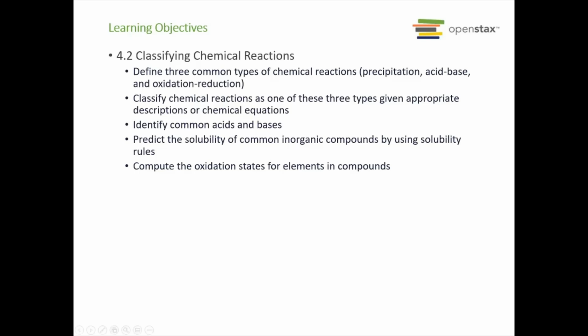So now we're moving on to 4.2, classifying chemical reactions. This section will be in two parts. We are going to define three common types of chemical reactions: precipitation, acid-base, and oxidation reduction. Classify chemical reactions as one of these three types given appropriate descriptions or equations. Identify common acids and bases. Predict the solubility of common inorganic compounds by using solubility rules, and compute the oxidation states for elements and compounds.